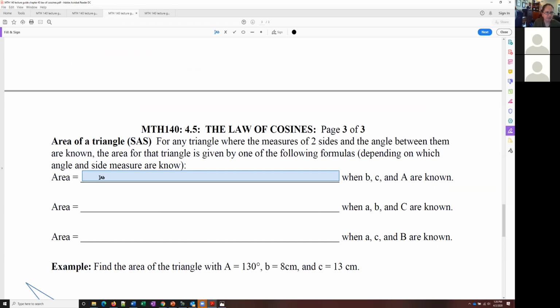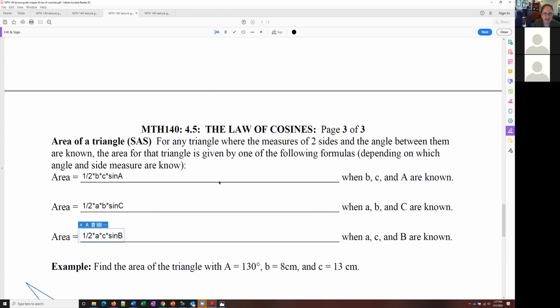So we would have 1/2 times b times c times the sine of angle A, if we know B, C, and A, or if we know A and B and angle C, we'll do 1/2 times A times B times the sine of angle C. Or if we know A, C and angle B, it'll just be 1/2 times A times C times the sine of angle B. Does that make sense? Okay.